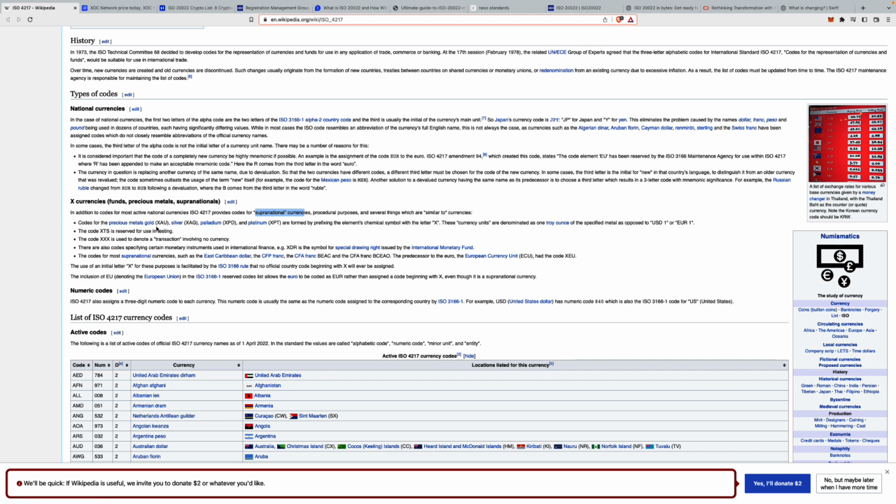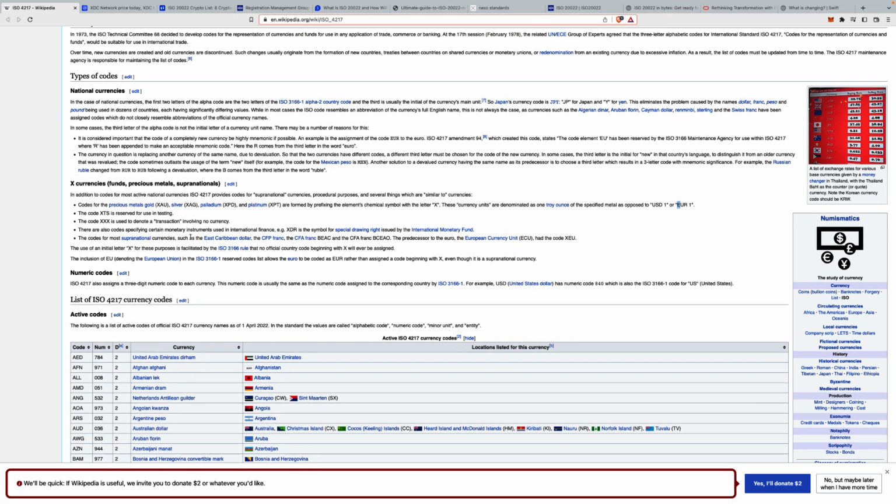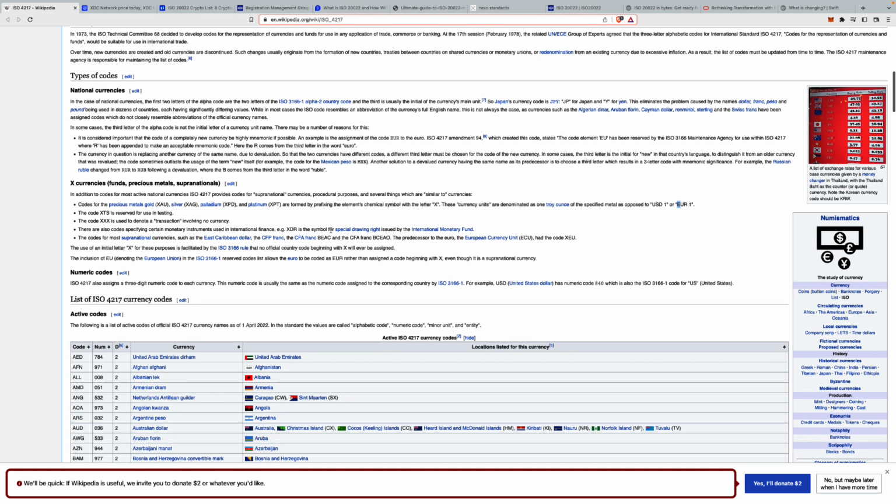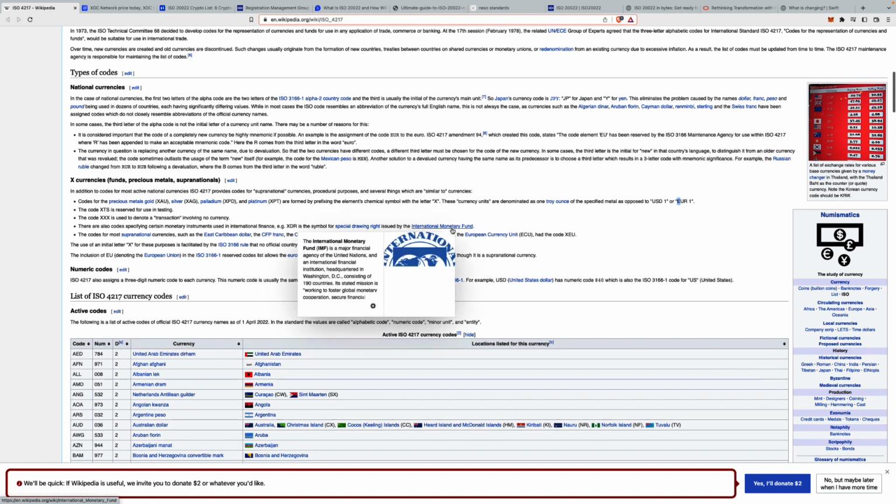Codes for the precious metals: gold XAU, silver XAG, palladium XPD, platinum XPT, and they're formed by prefixing the element's chemical symbol with the letter X. These currency units are denominated as 1 troy ounce of the specified metal as opposed to USD 1 or euro 1. The code XTS is reserved for use in testing. The code XXX is used to denote a transaction involving no currency. There are also codes specifying certain monetary instruments used in international finance, like XDR, the symbol for special drawing rights issued by the International Monetary Fund.